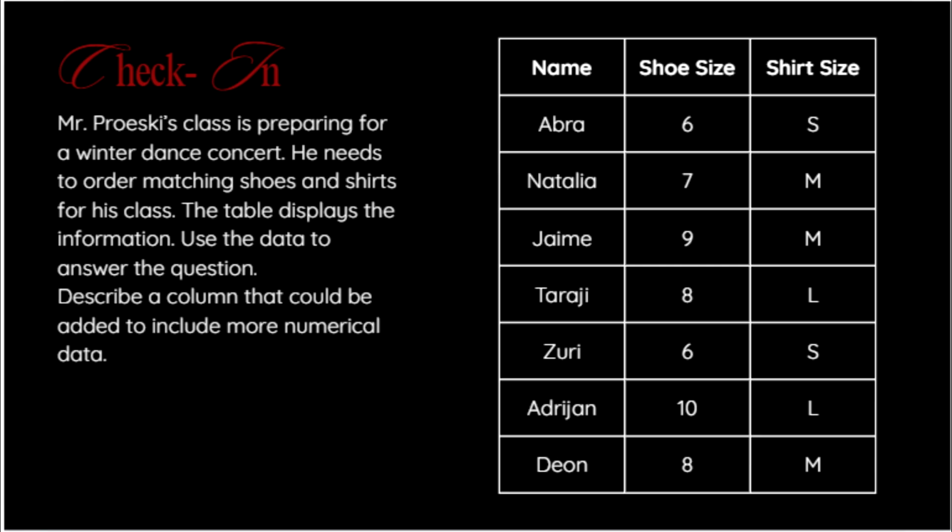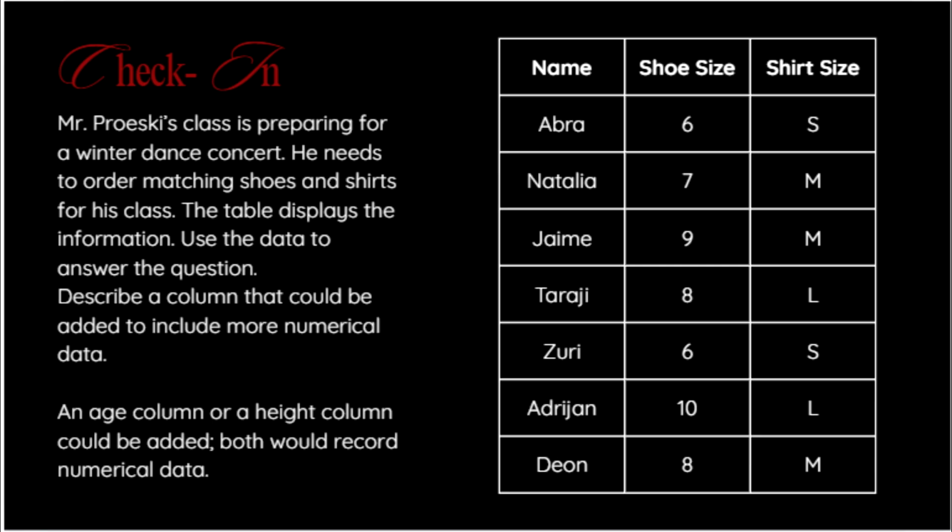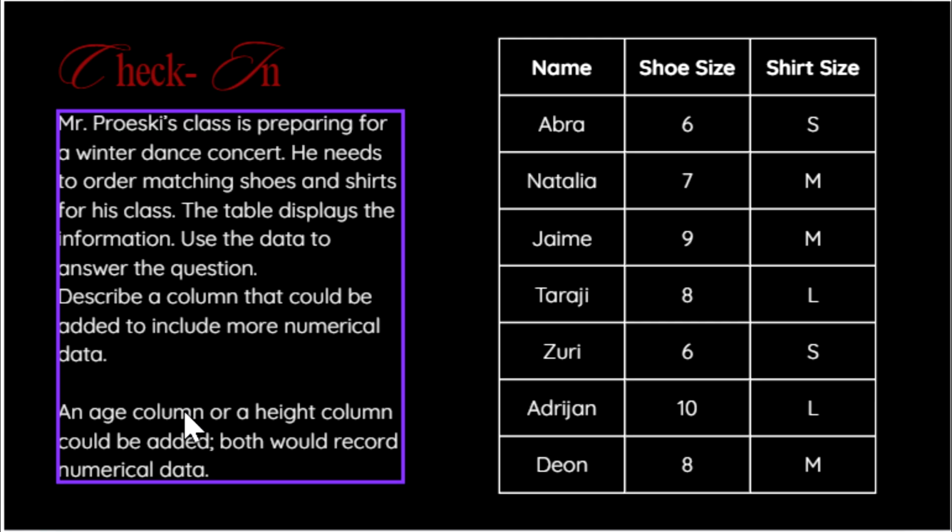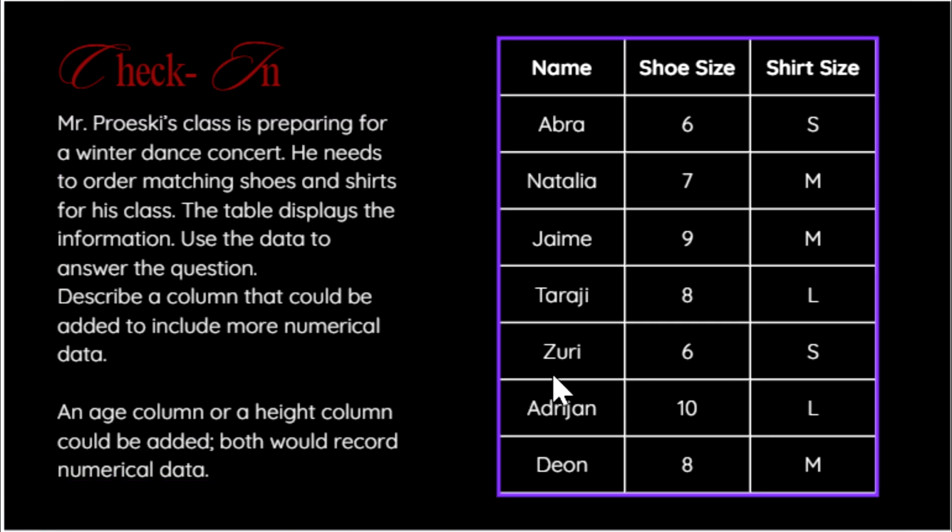Mr. Proeski's class is preparing for a winter dance concert. He needs to order matching shoes and shirts for his class. The table displays the information. Use the data to answer the question. Describe a column that could be added to include more numerical data. There's more than one column possible, but the example they give is you could add an age column, which is a number, so it would be numerical data, or a height column, and both would be numerical data. This one is numerical, this one is categorical, this one is name, so I guess it would be categorical because you could have more than one Abra or Natalia.